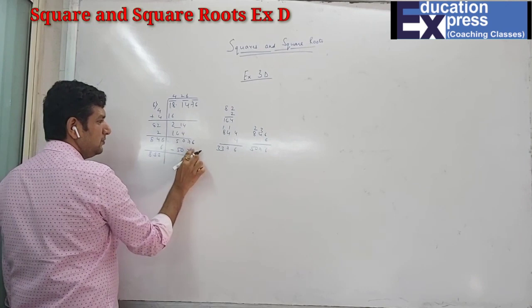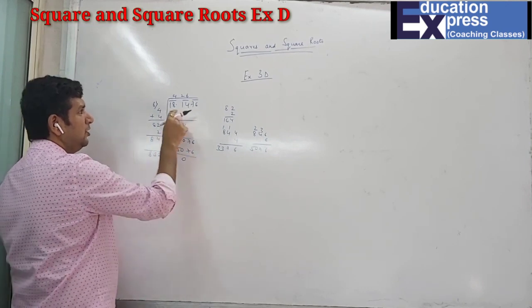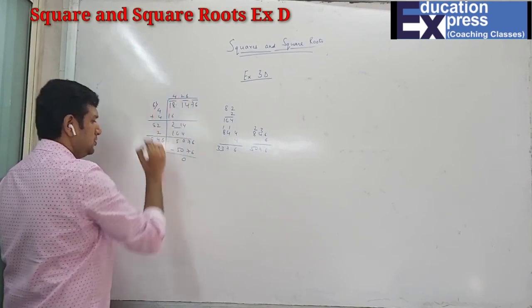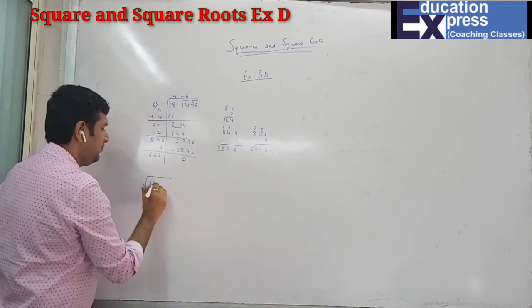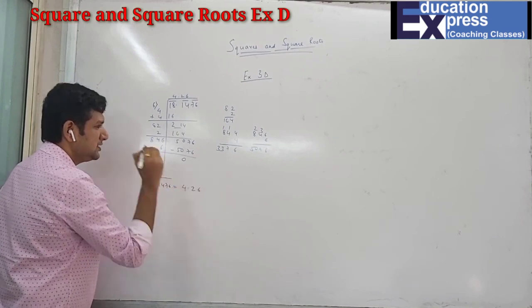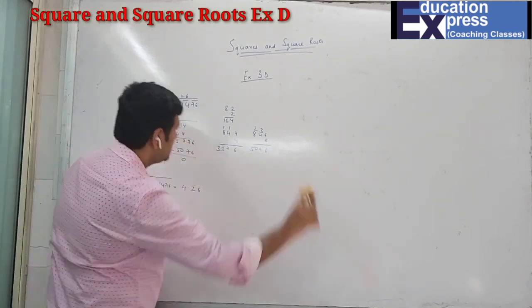Answer is 0. So definitely here after the decimal there are 2 pairs, so 2 numbers, 1 and 2. The answer for the square root of 18.1476 will be 4.26. Now students, question number 2.